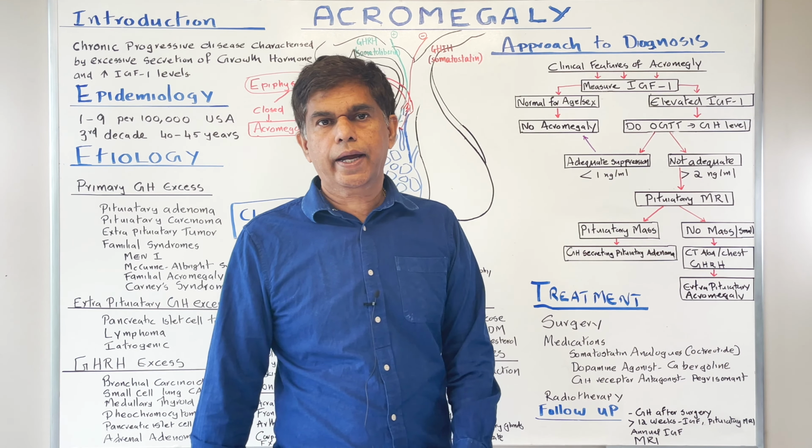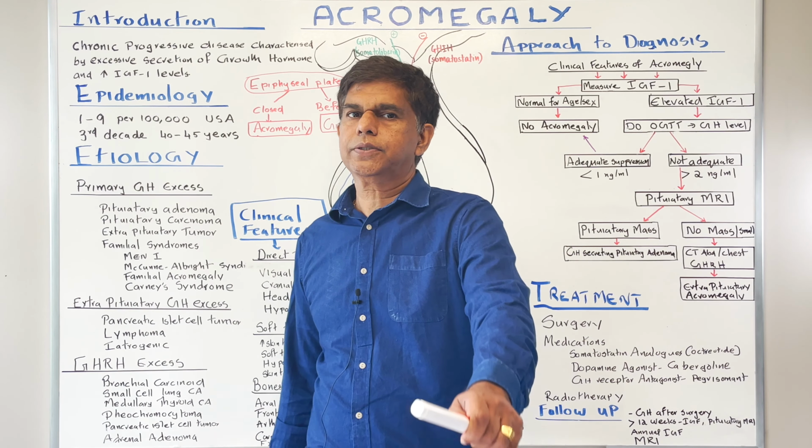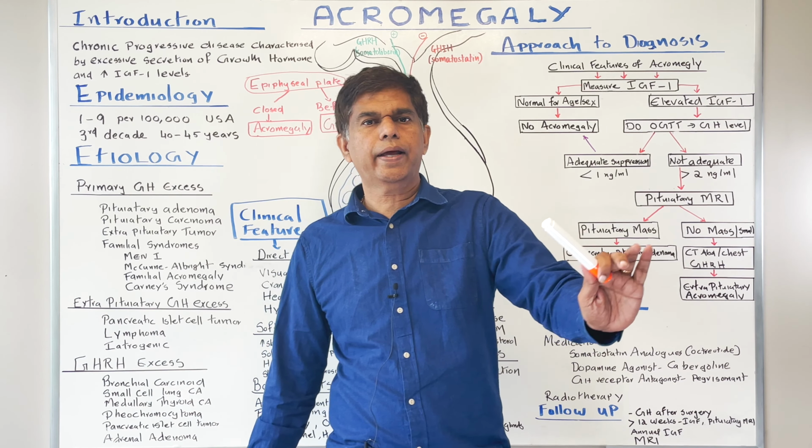And then, how do you follow up these people? After the surgery, you check a growth hormone level, and then after 12 weeks, you check the IGF-1, then you have to do a pituitary MRI, and then annually you check the IGF-1. Annually, you do an MRI of the brain, pituitary specific. Don't forget it. Just don't write MRI of the brain, okay?